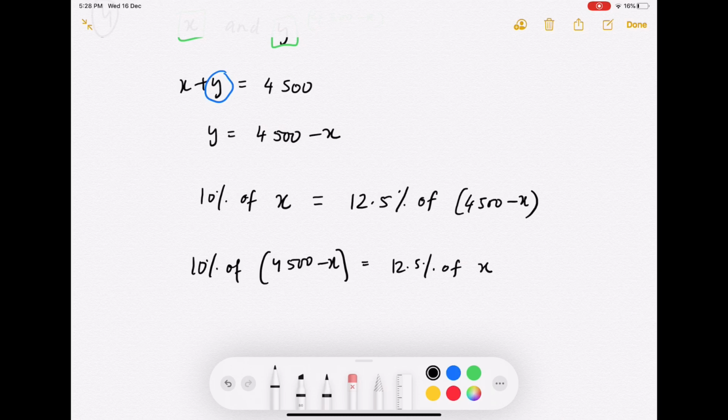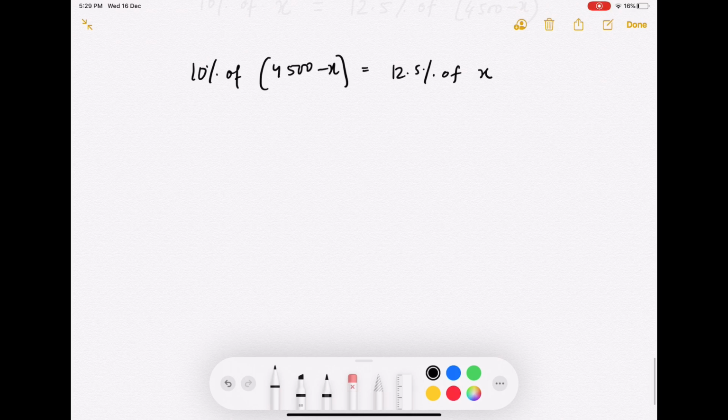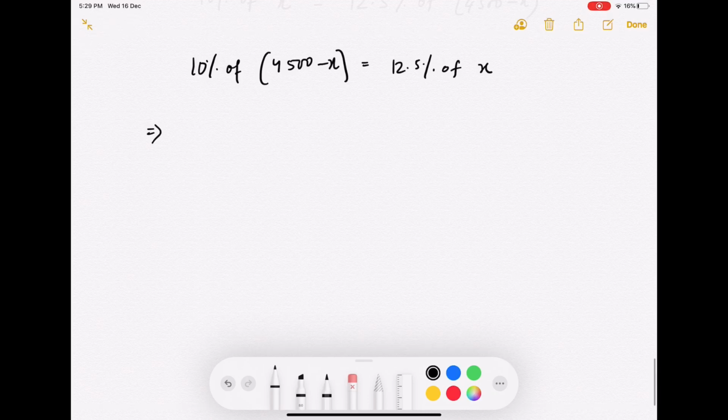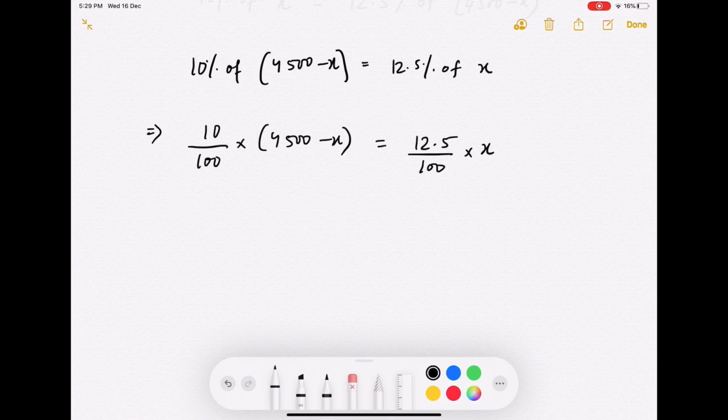Because as of now, we don't know which number is which. Either way, you will get one value of x. So corresponding to that, you will find the second number, which is 4500 minus x. So ultimately, it won't matter which equation you are choosing. Both are valid. Let me go ahead and choose the second one because I feel the calculation will be simpler if I choose 10% of 4500 minus x. Because now I have to write this as 10 by 100 into 4500 minus x, that is equal to 12.5 by 100 into x. That is the meaning of percentage.